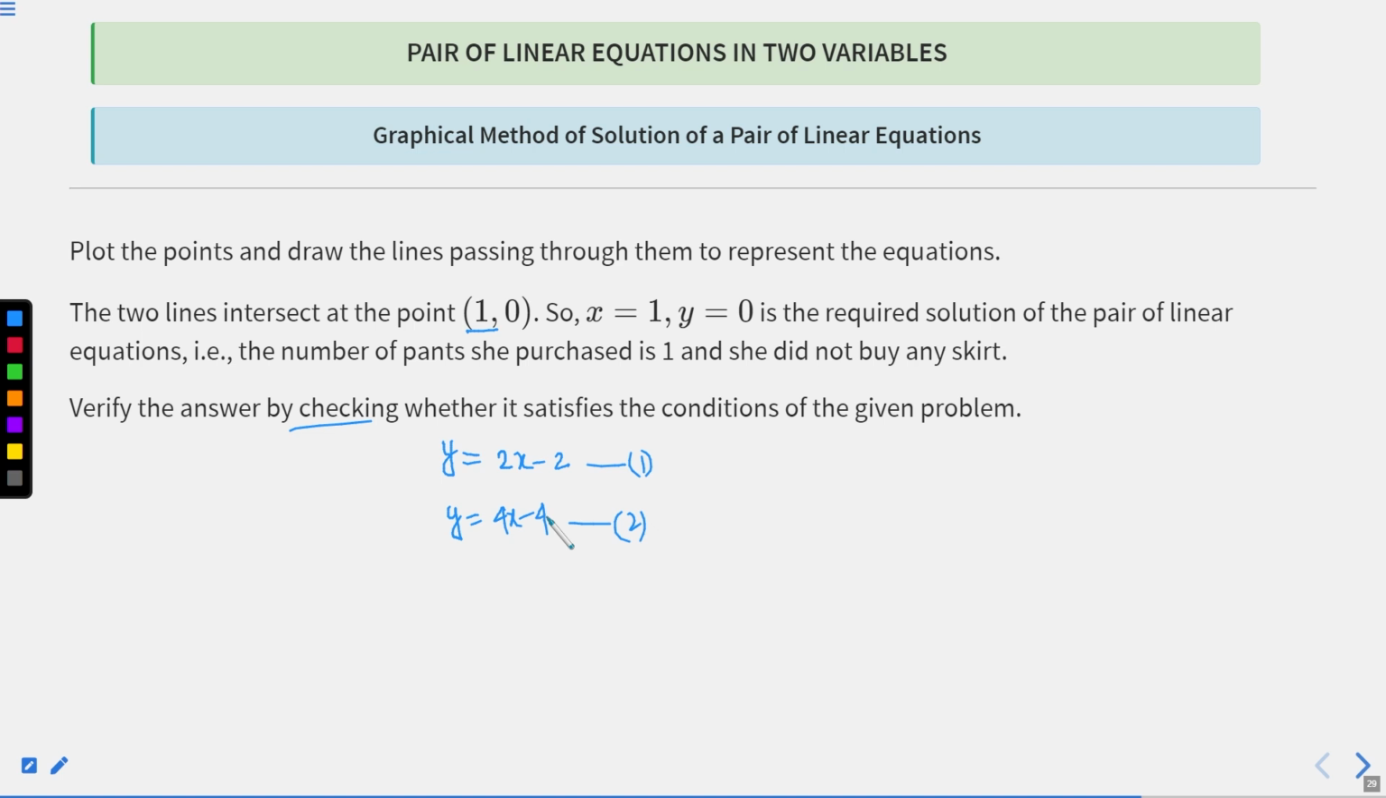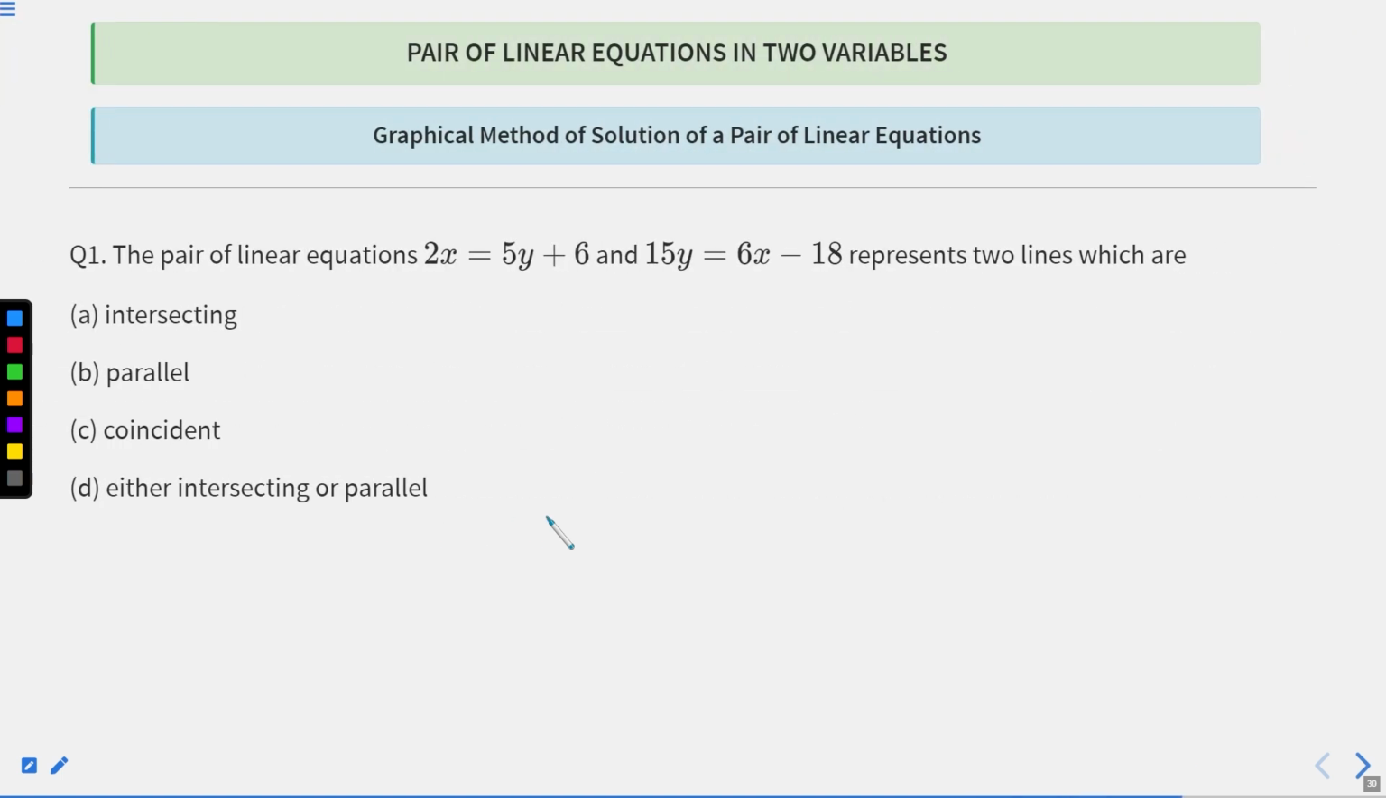Okay, so the required solution of the pair of linear equations is x equal to 1 and y equal to 0. Okay, so now let us solve some problems. In this problem, we have been given this pair of linear equations.